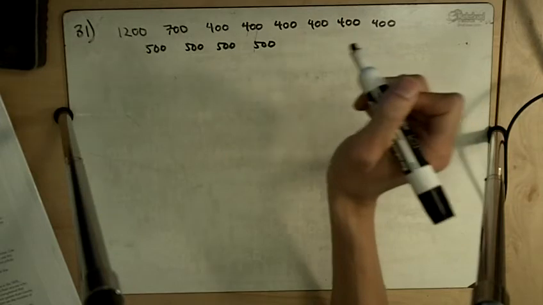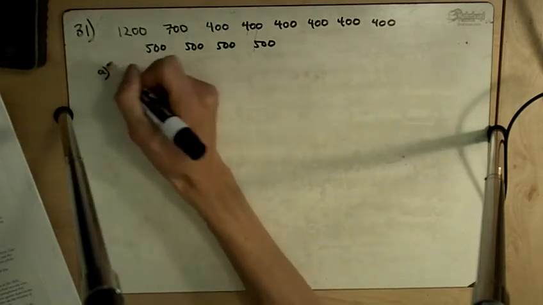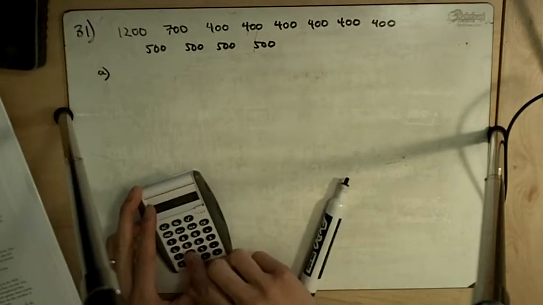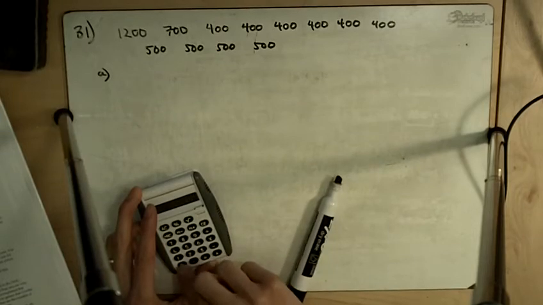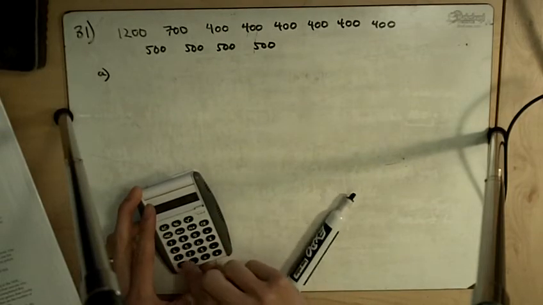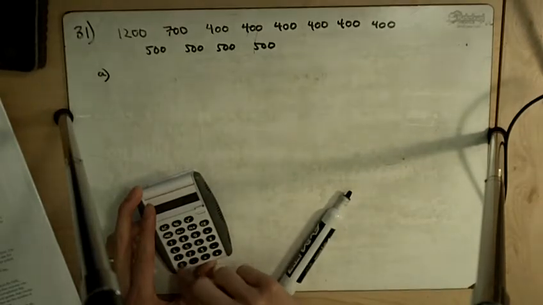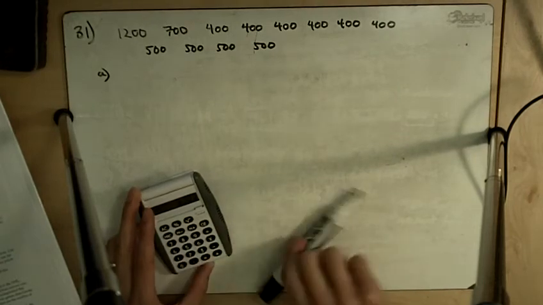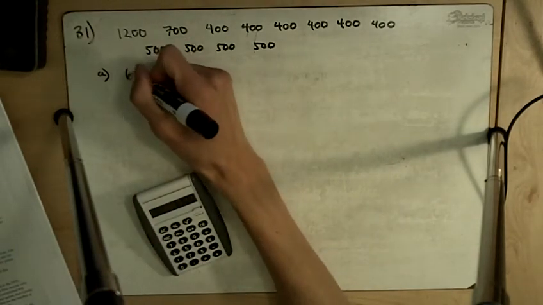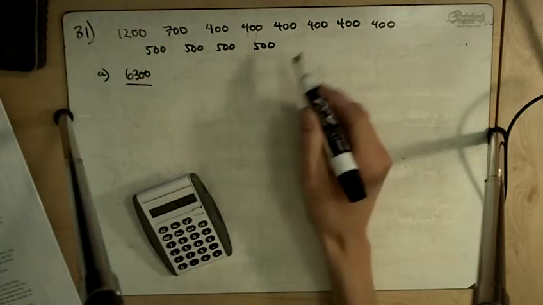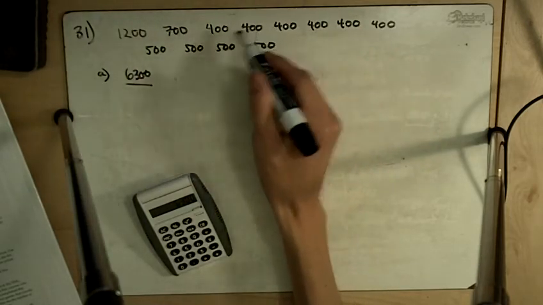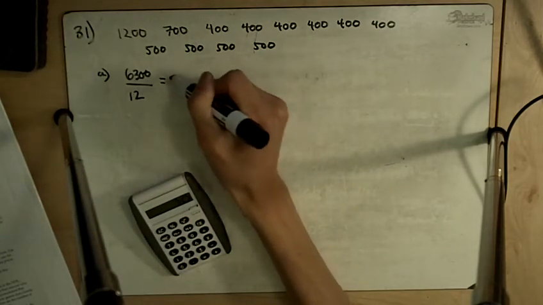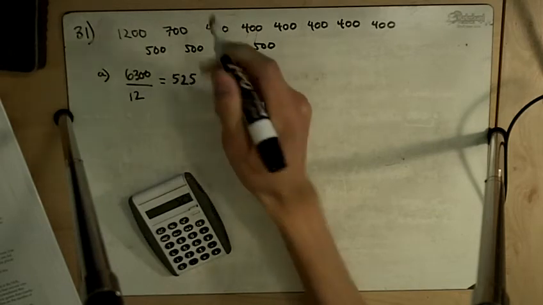Okay, it says find the mean and median wage. So for the mean, we can just add all of these up. I'm going to go 1,200 plus 700 plus 400 6 times, plus 500 4 times. So I'm going to just add 2,000 there, and so we get a total of 6,300 divided by how many employees do we have? 1, 2, 3, 4, 5, 6, 7, 8, 9, 10, 11, 12. And we get the average, the mean to be 525.